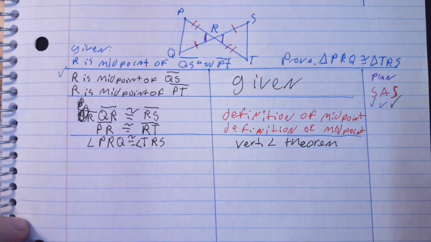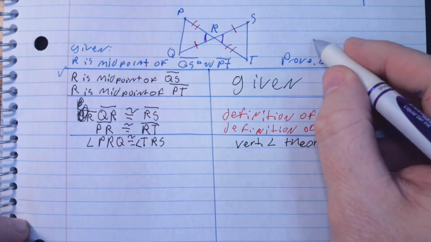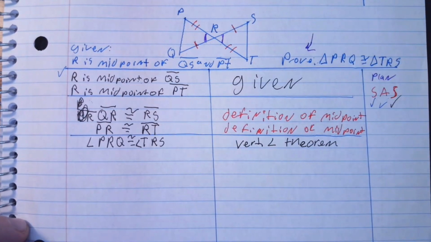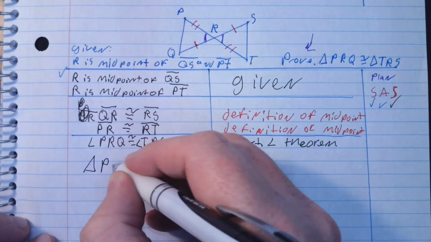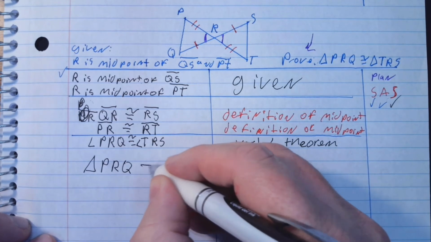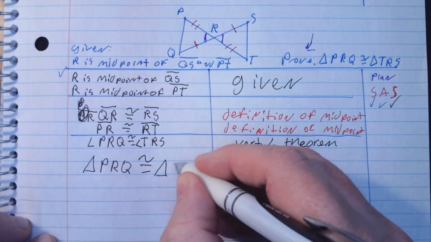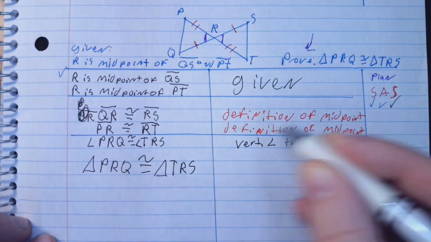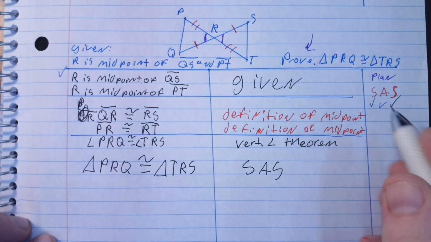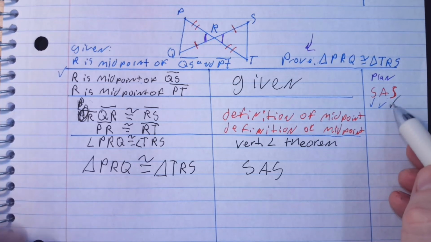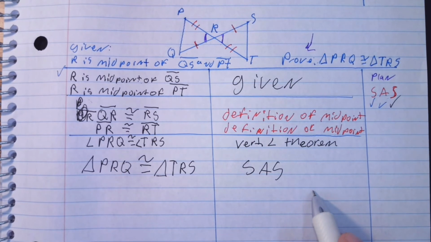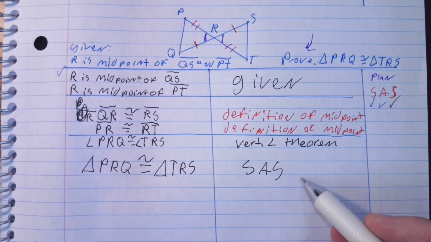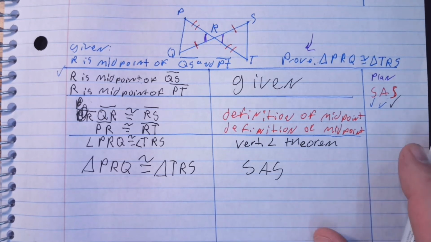Can we finish up what we do on this one? Basically write down the proof you need. I basically just write this. What I've proven, PRQ congruent to TRS, and I'm going to write SAS. Okay? So I came up with my plan, and I proved a side, an angle, and a side, so that finishes it up. Okay. So that's basically what we're going to do.